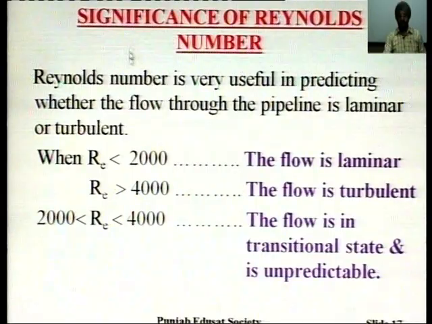How are they interrelated? When the Reynolds number is less than 2000, we can say that the flow is laminar. When the Reynolds number is greater than 4000, the flow is turbulent. And when the Reynolds number is between 2000 and 4000, then the flow is in the transitional state, and it is unpredictable. Unpredictable means it's very difficult to predict whether the flow is laminar or turbulent. It is the in-between state, the transitional state.